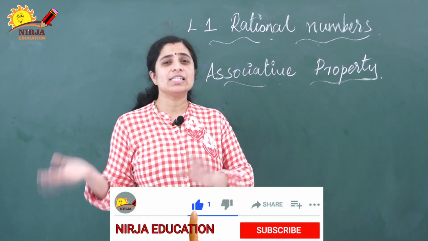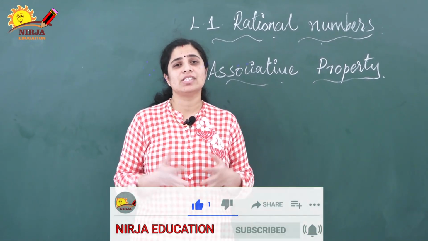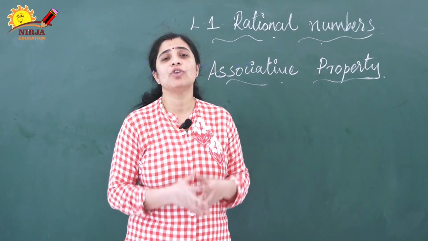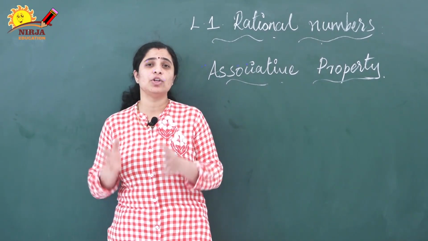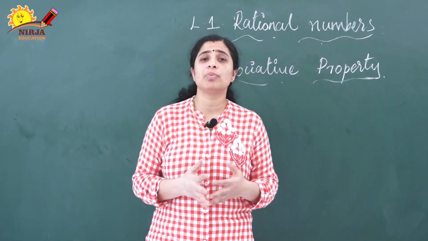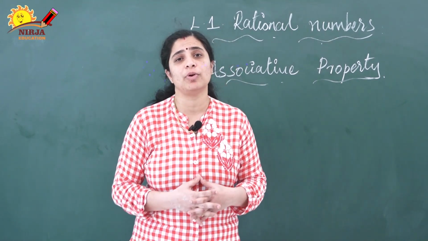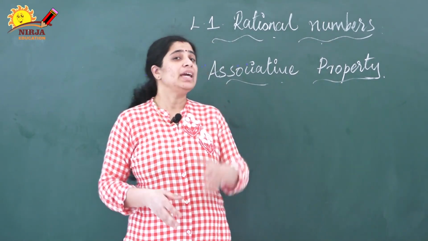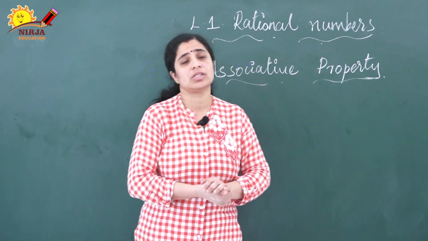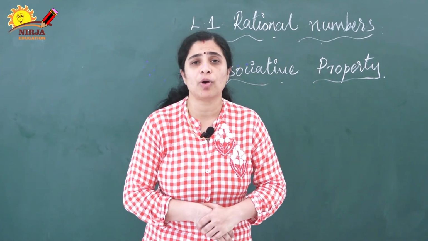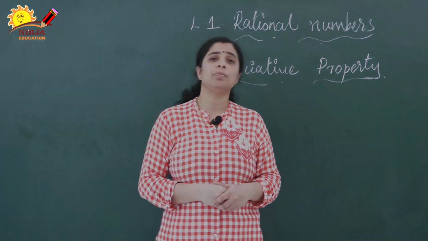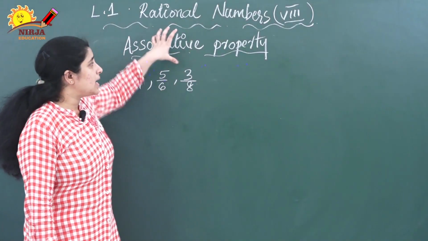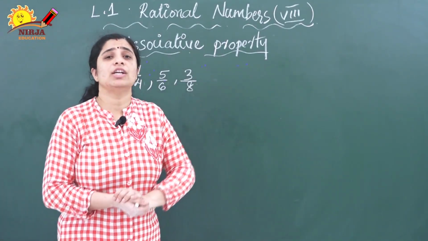Fine? In my previous video, I discussed the properties of addition and subtraction. In that video, we discussed the closure property and commutative property of addition and subtraction. In this video, we are going to discuss the associative property of addition and subtraction. Now we will discuss the associative property of rational numbers.